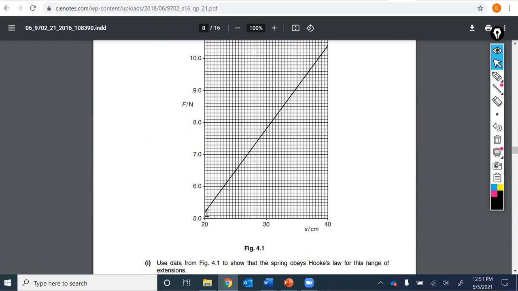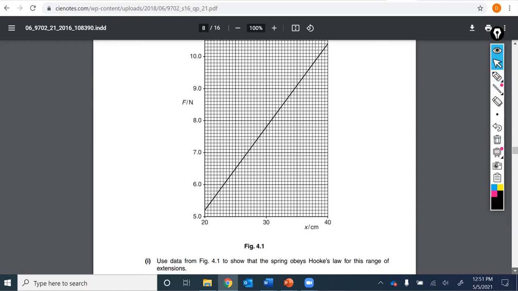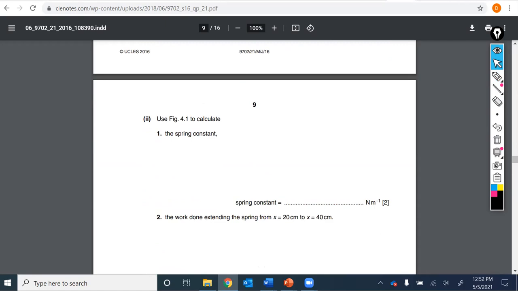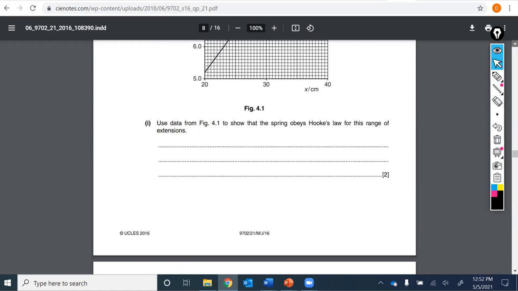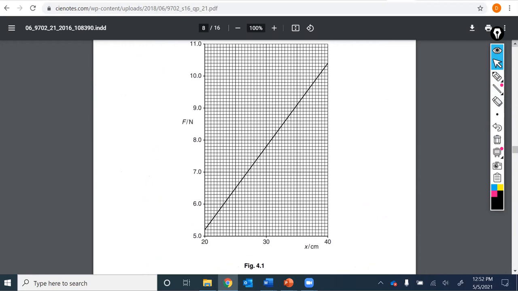Note that we've got this little rectangular part of the graph down here, and then a triangle that intersects the y-axis not exactly at 5, but at 5.2, as we've already seen here. So what we need to do is find the area underneath this, the work done in extending it. Let's think about this. The work done extending the spring from 20 to 40 is the area underneath this curve here.